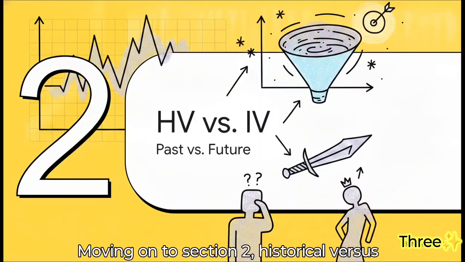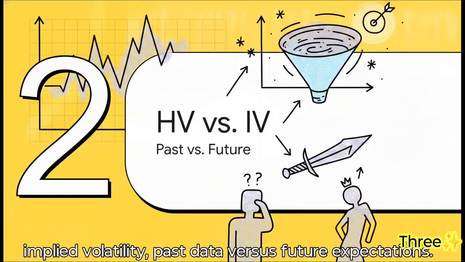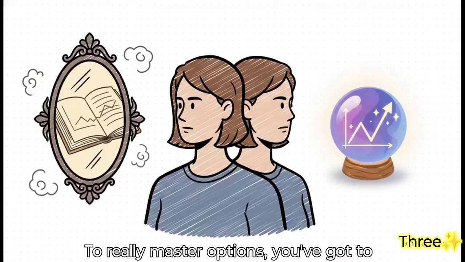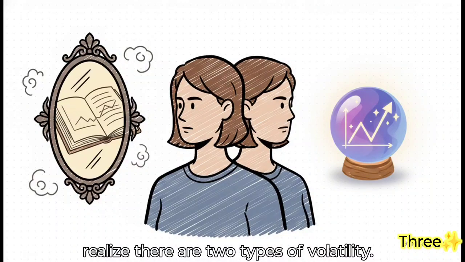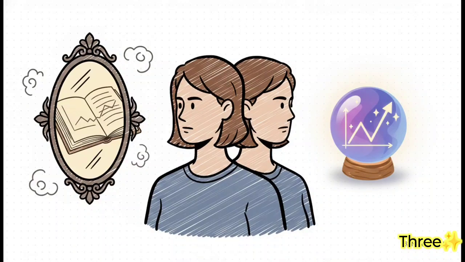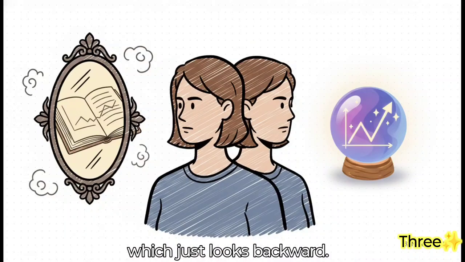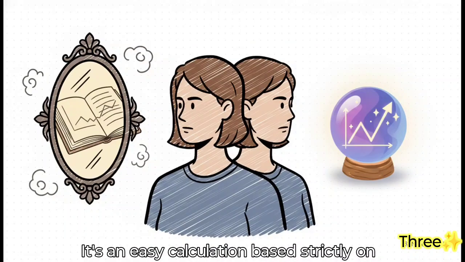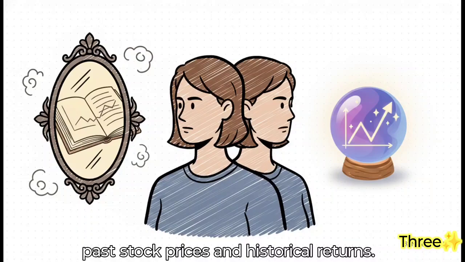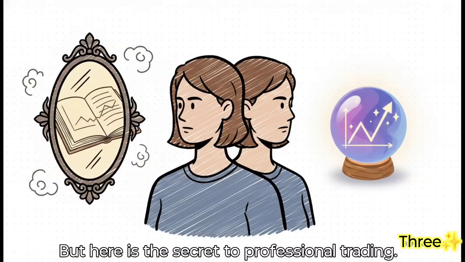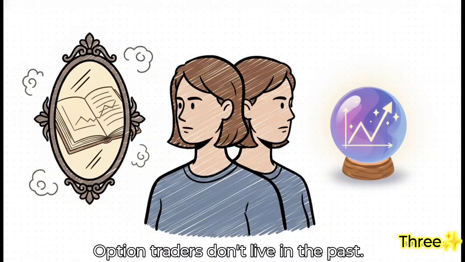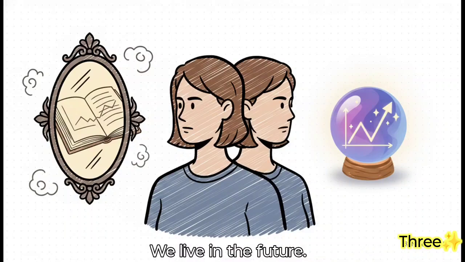Moving on to Section 2. Historical versus implied volatility. Past data versus future expectations. To really master options, you've got to realize there are two types of volatility. First, you have historical volatility, or HV, which just looks backward. It's an easy calculation based strictly on past stock prices and historical returns. But here is the secret to professional trading. Option traders don't live in the past. We live in the future.